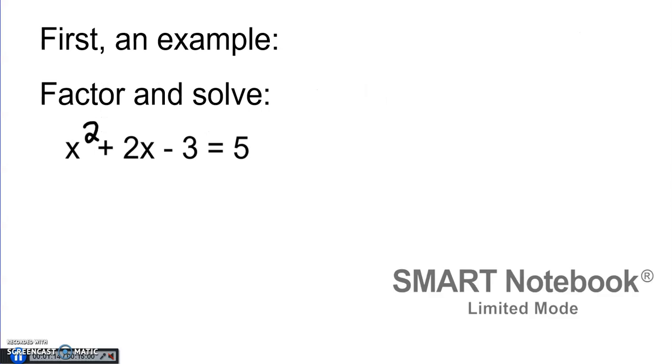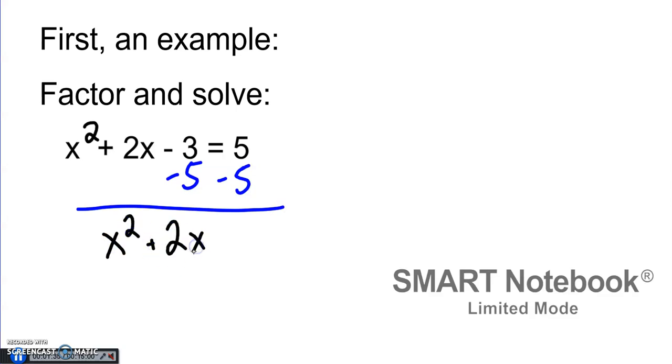It says factor and solve. So we have the equation x squared plus 2x minus 3 is equal to 5. Again, we need to have the equation equal to 0. So in order to do that, I first need to subtract 5 on both sides. So we get x squared plus 2x now minus 8 is equal to 0. And again, that is crucial. Being equal to 0 is crucial. So now we can factor.